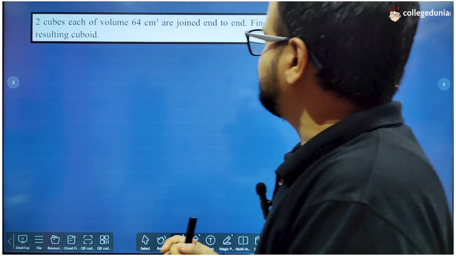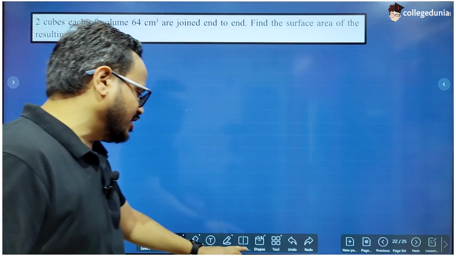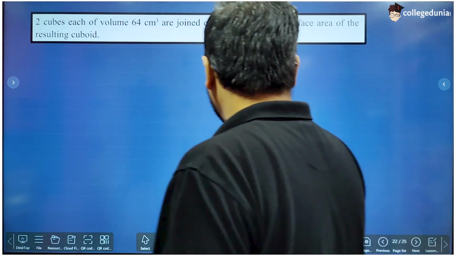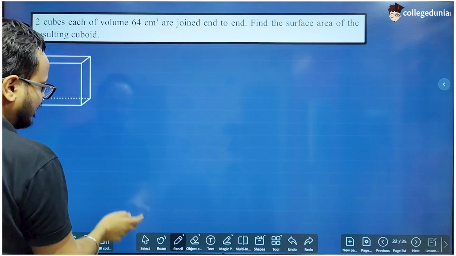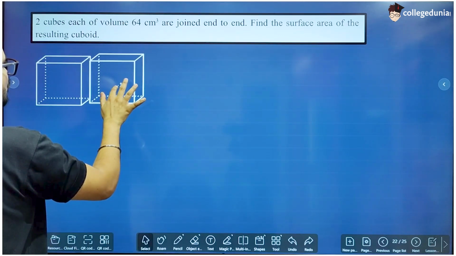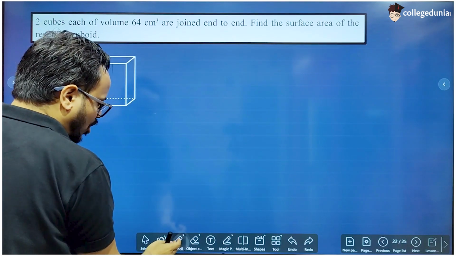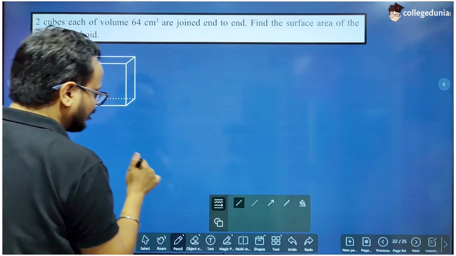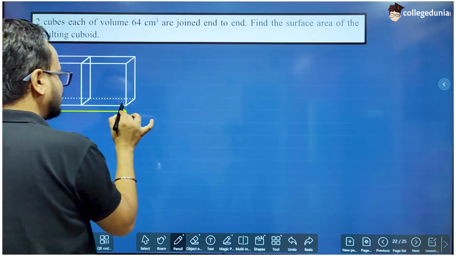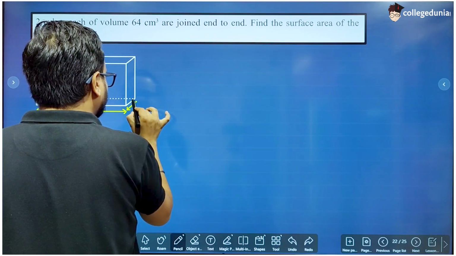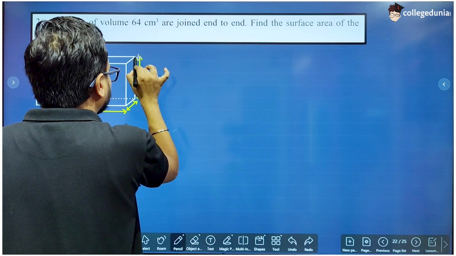Two cubes, each of volume 64 centimeter cube, are joined end to end. Find the surface area of the resulting cuboid. We have two cubes. This is a cube, and this is another cube, and these two cubes are joined end to end like this. Obviously, now the shape that is formed is a cuboid. What is the length of the cuboid? What could be the breadth or the height of the cuboid? Just use your brain.